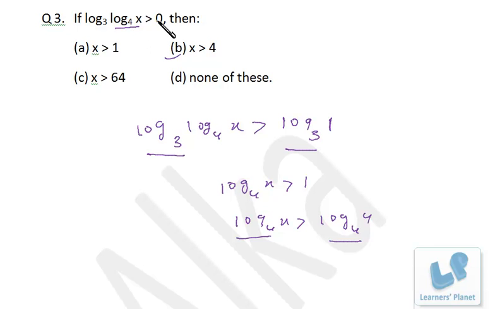So if we want this entire term or left hand side more than 0, that means this should be more than 1. So if it is more than 1, that means x should be more than 4, because log 4 to the base 4 will be 1. So if you want it to be more than 1, then x should be more than 4. That's it, right? So it's very simple, only practice is required.